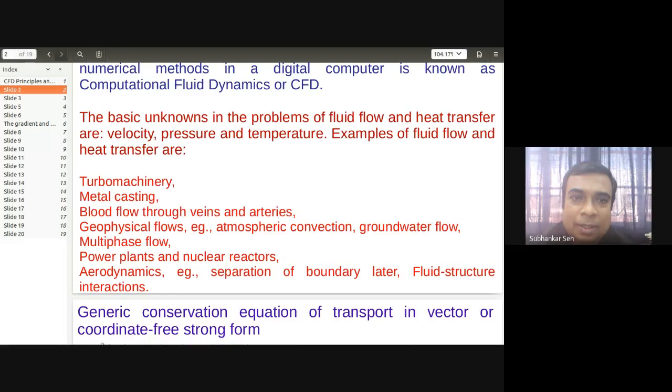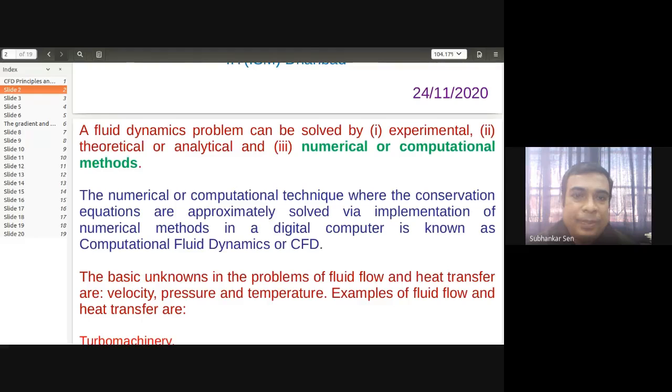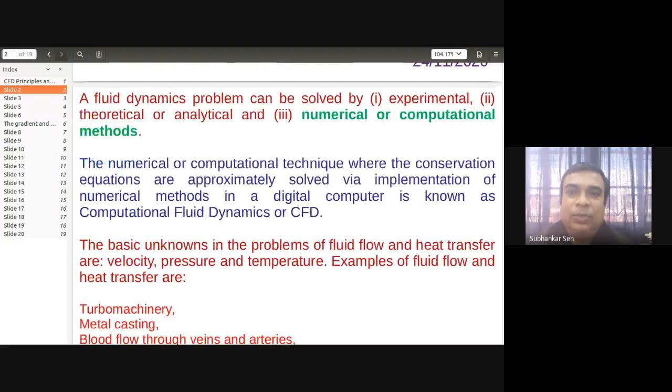So let us go back to the definition of CFD. What I was telling now is that all fluid dynamics problems can be solved by experimental, theoretical or analytical, and numerical or computational approaches. I have highlighted this separately: this numerical or computational approach is known as CFD. The theoretical and analytical approach is valid only for very limited cases, so practically it is not valid, only for theoretical knowledge in some cases. So either you go for the experimental approach or for the numerical approach.